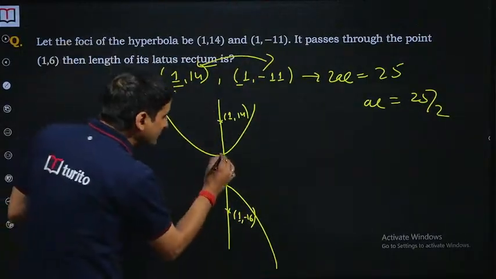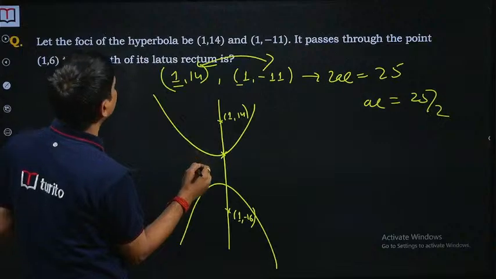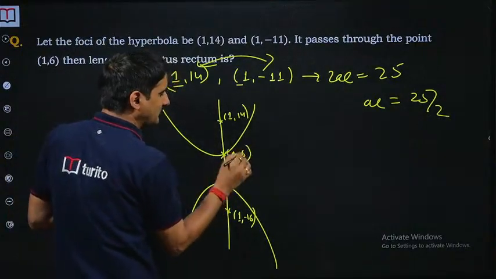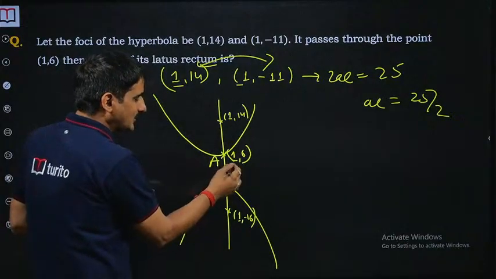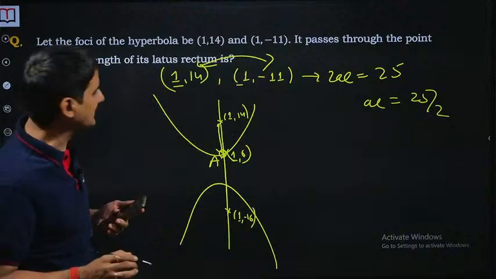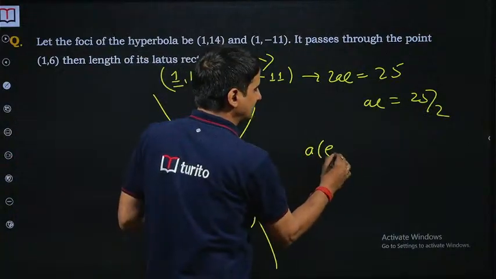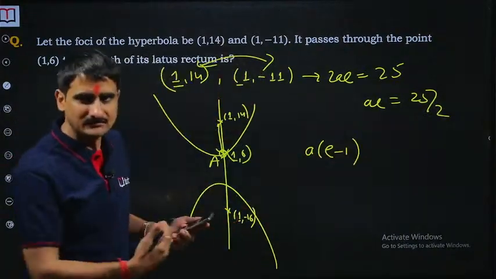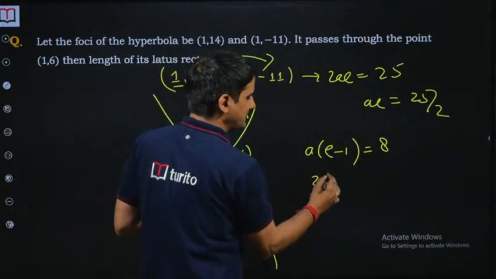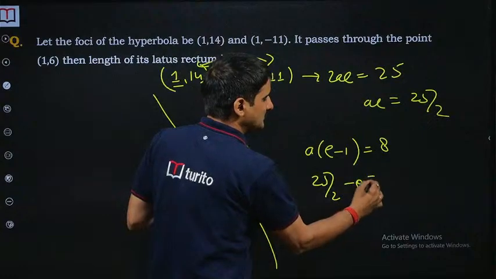Now see, this point also lies here. The hyperbola passes through the point 1 comma 6. So this point is also here. Now this is the distance between the focus and the vertex, which is AE minus A. And how much is it? It's 8 here. So AE is 25 by 2, minus A is equal to 8.